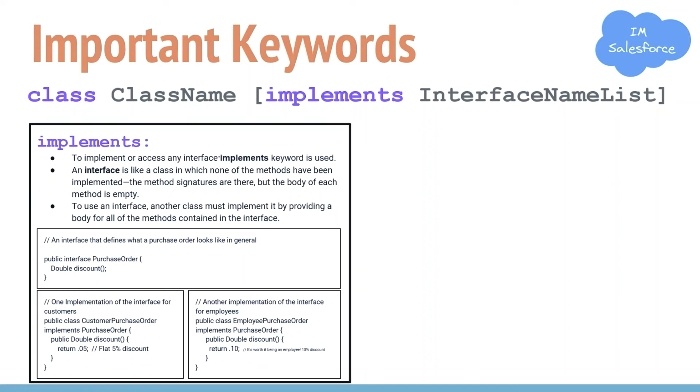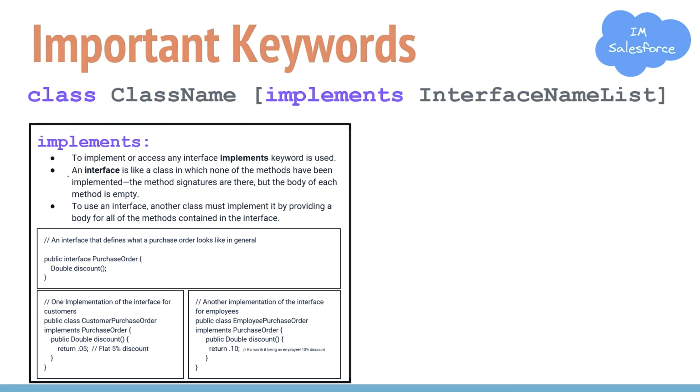An interface is like a class in which none of the methods have been implemented. The method signatures are there, but the body of each method is empty, because you will implement that interface, and according to your business logic, you will do the implementation or the definition of that particular method in your class. To use an interface, another class must implement it by providing a body for all the methods contained in the interface.